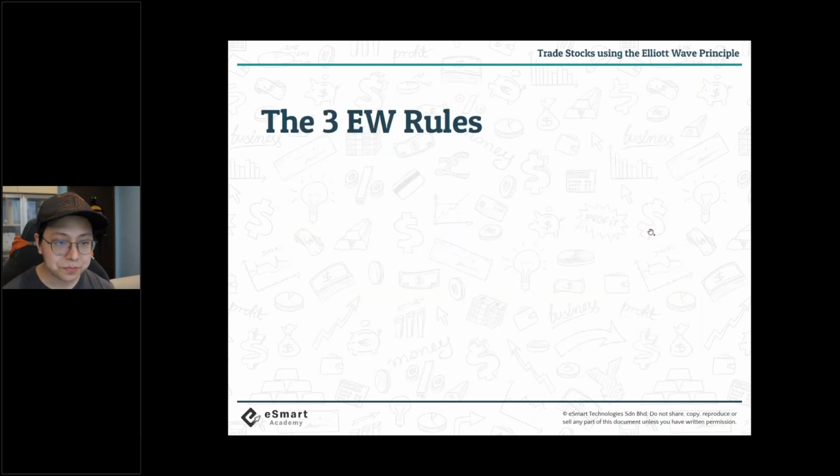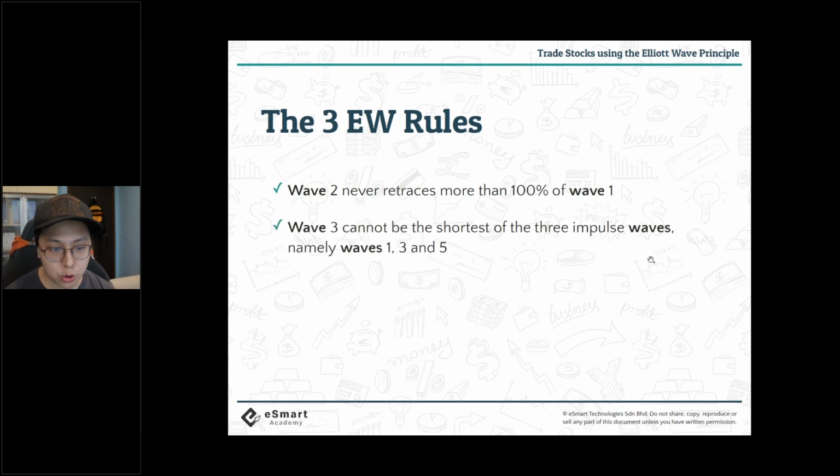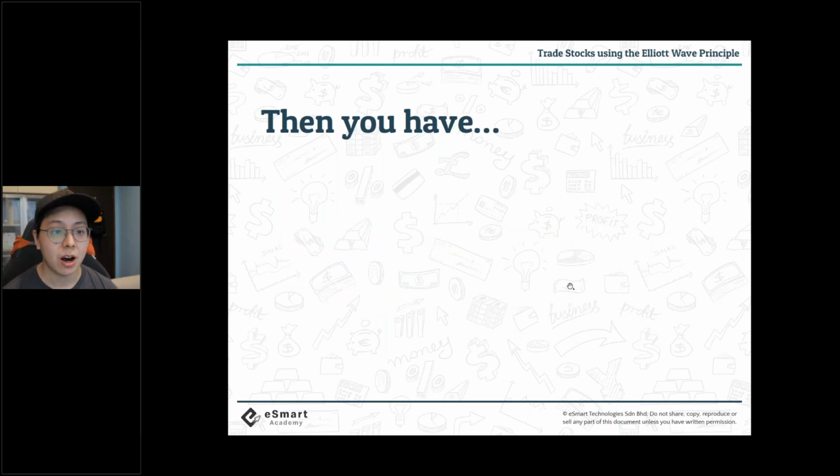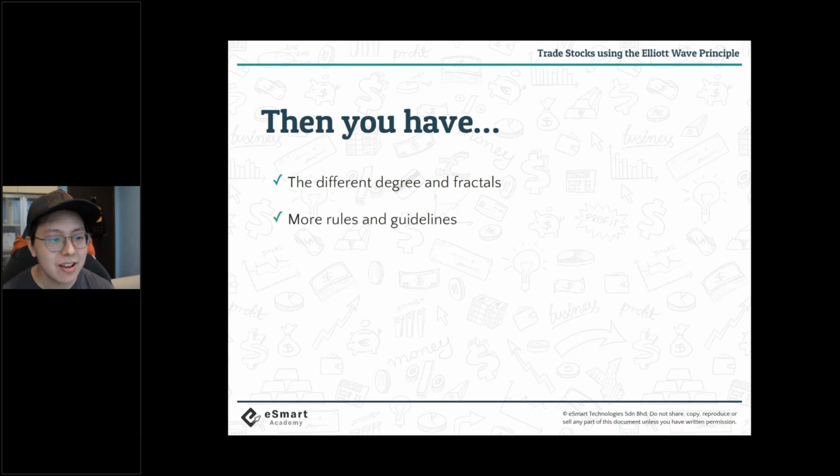And usually, okay, you have these 3 rules here, right? Wave 2 never retraces more than wave 1, wave 3 cannot be the shortest, and wave 4 doesn't overlap, and so on. Okay, now on top of these 3 rules, you have even more complex concepts in Elliott Wave, right? Then you talk about different degrees, you have the primary, intermediate, minute, things like that. Okay, then you talk about different guidelines. So while there are rules, sometimes certain rules can be broken. There will be additional guidelines and things like that. And there are many, many more things, right?